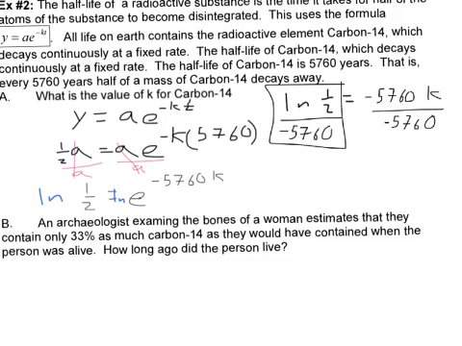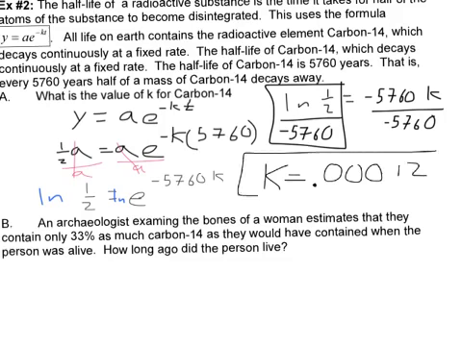So the natural log of 1/2 divided by negative 5760 is, my answer comes back in scientific notation in my calculator, so I'm going to have to throw in a few zeros there, but it's 0.0001 and a 2. So that is my k value, 0.00012.